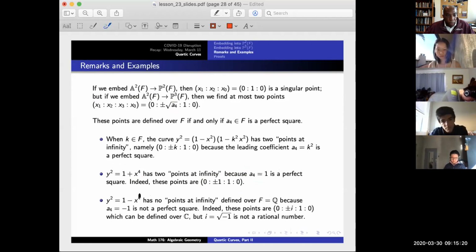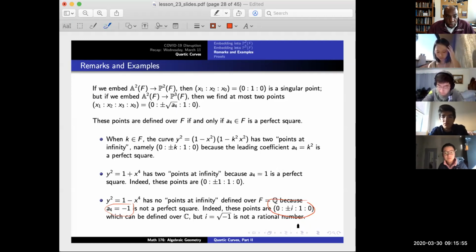If instead now we consider this quartic curve, y squared is equal to 1 minus x to the fourth, we do not have points at infinity, because the leading coefficient here, at least over the rational numbers, is not a perfect square. Of course, we could work over the complex numbers and we would actually find points at infinity. So for example, here, the 2 points at infinity will correspond to plus or minus i. But if you're working over the rational numbers, you don't expect to find points at infinity.